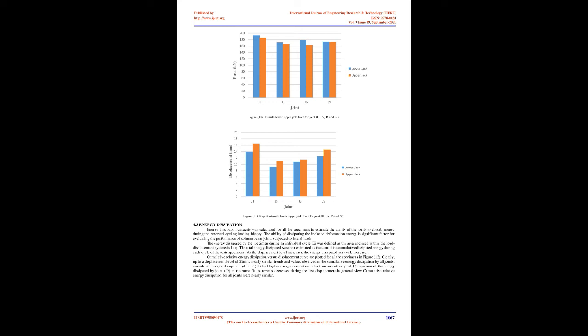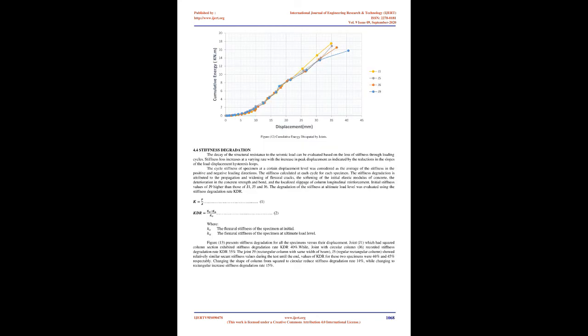The same behavior was observed in J6, circular column: load drop in positive direction first at 10.75 mm then in negative direction at 11.5 mm. This is related to the irregular connection face between column and beam. Displacement at ultimate, lower and upper jack force for joints J1, J5, J6, and J9.